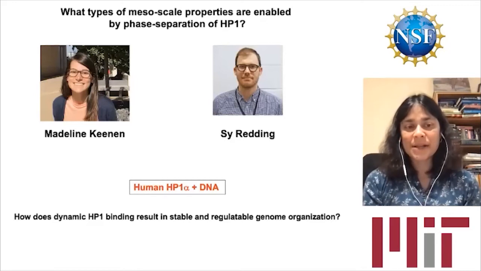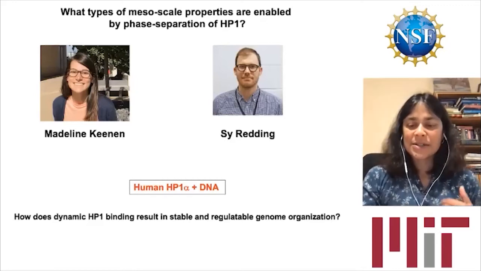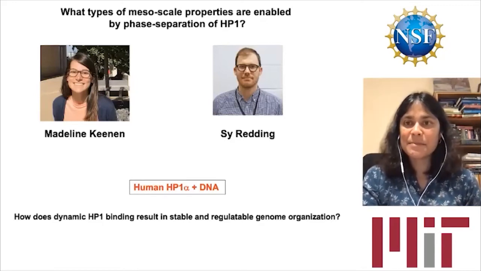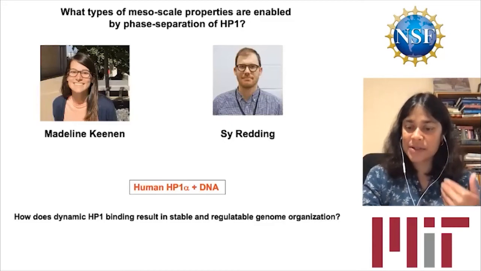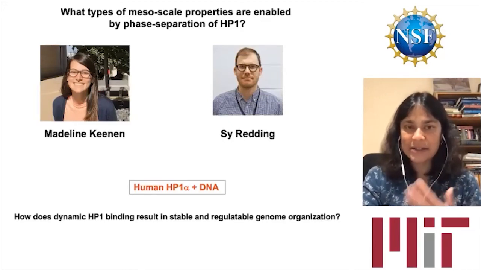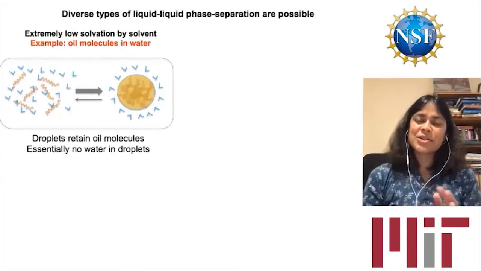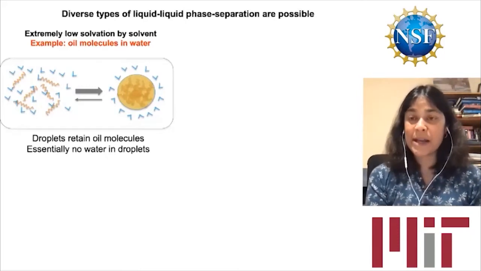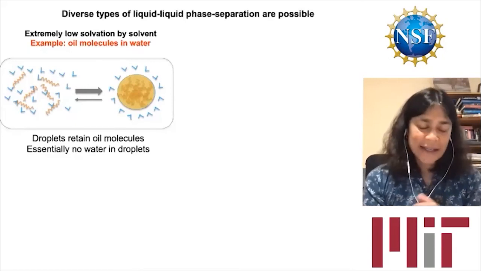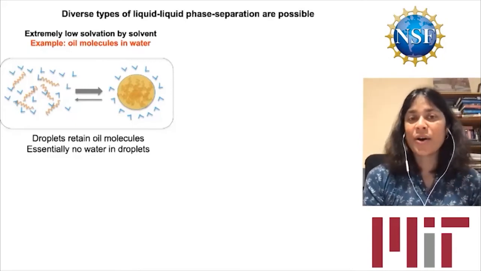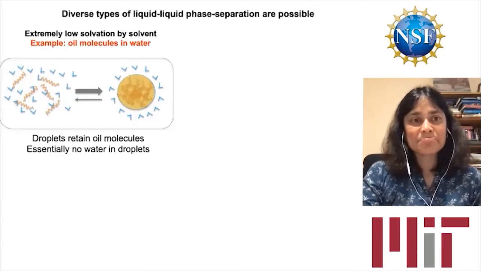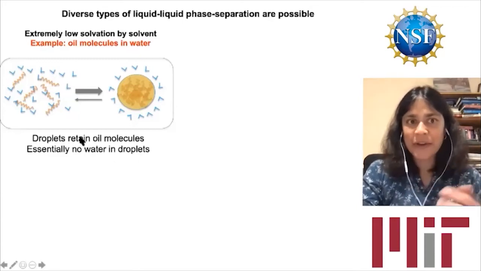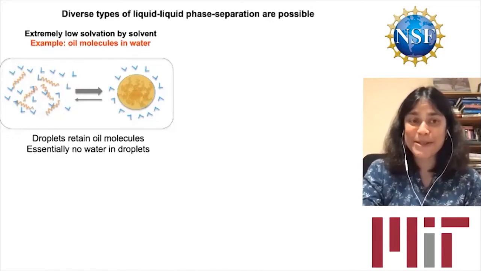Before I get into some of Madeline's data, I just want to take a step back and ask, what do we mean by phase separation? Because we talk about this quite a bit in the field, in the literature. And when we try to describe phase separation to perhaps somebody who's not in the field or perhaps who's not a scientist, the example that often comes to mind is oil and water. Okay? And it's a fair example, and it's because it's an intuitive and easy to explain example.